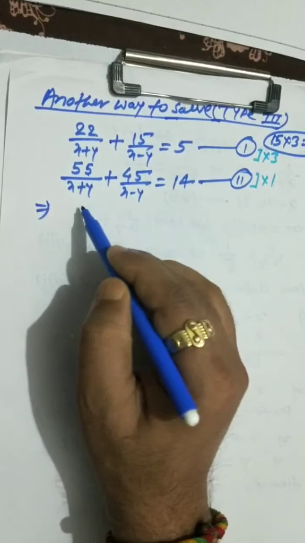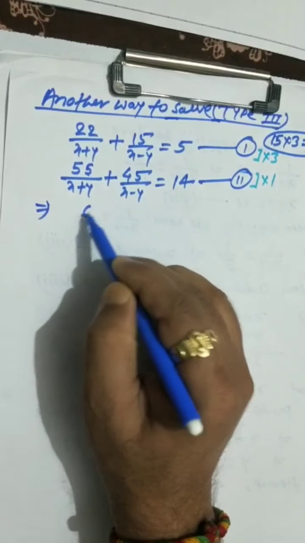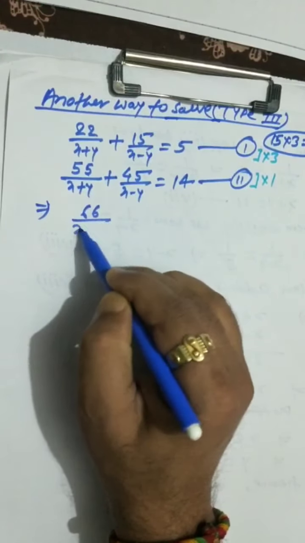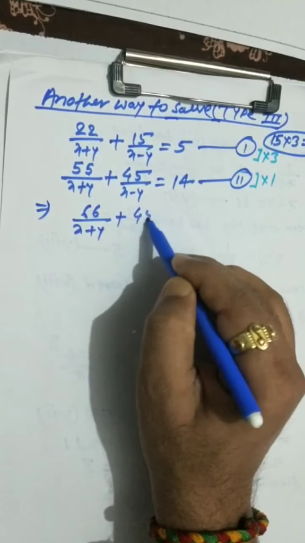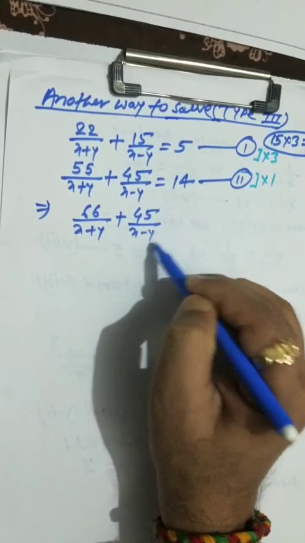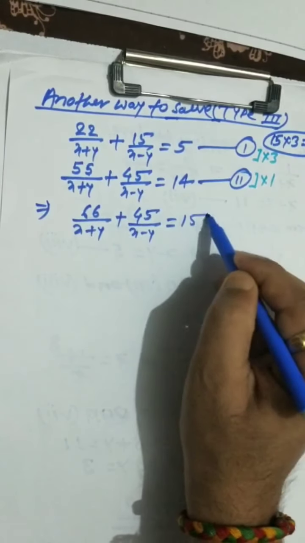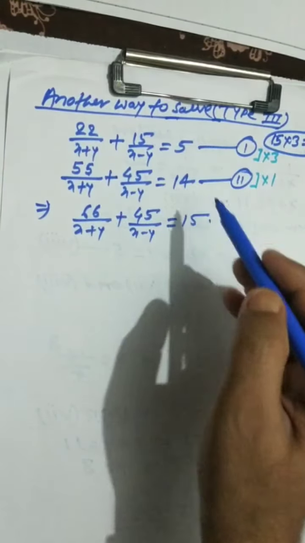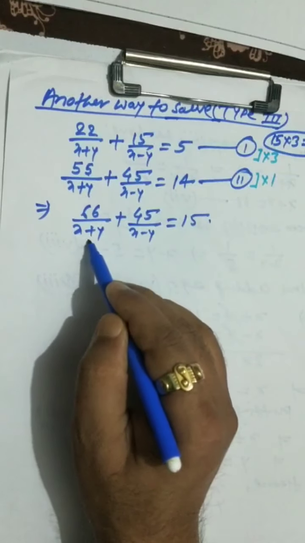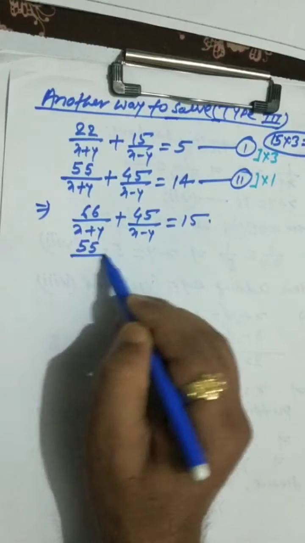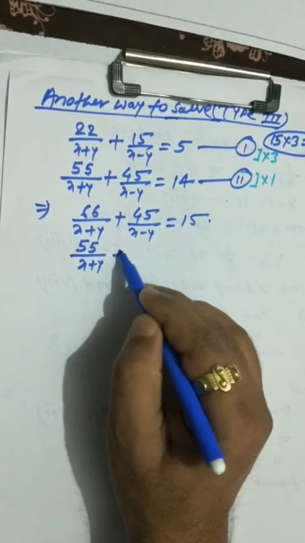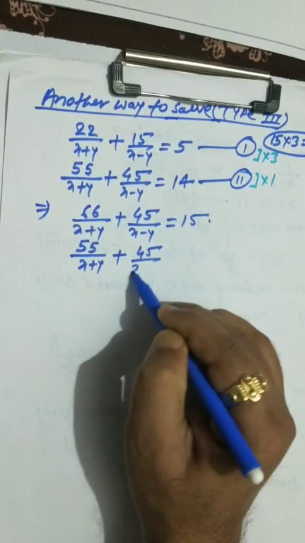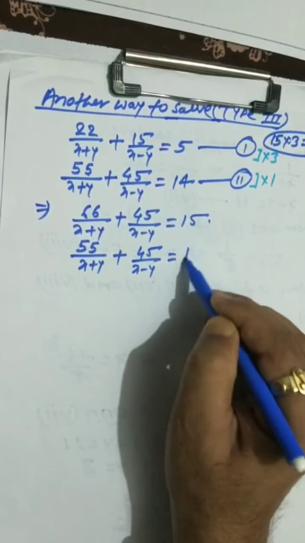So 3 multiplied by 22 will be 66 by x plus y, plus 3 multiplied by 15 will be 45 by x minus y, and 3 times 5 is 15. This is equation first. And now when we multiply the equation second by 1, it will remain the same: 11 by x plus y, plus 45 by x minus y is equal to 14.